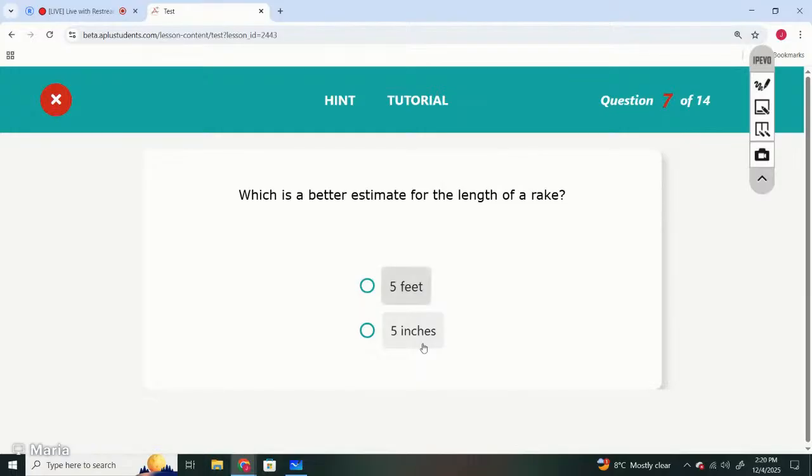The length of the rake would be now 5 feet, because a rake is too small to be longer, so it would be 5 feet. Which is a better estimate for the length of an alligator? So, which is the correct option? The length of an alligator would be 14 feet.